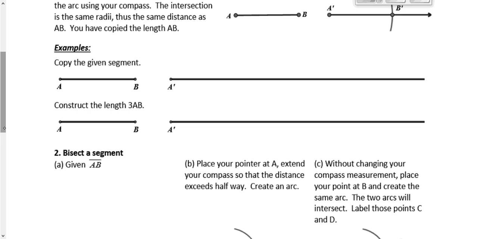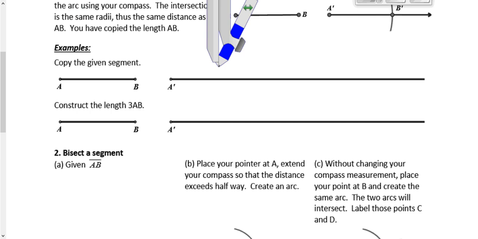So why don't you all just do that right now? Say you did it. Should take you about 3.2 seconds or so. Sure, everybody's got that by now. But what about this next one? What does it say? Construct what? The length of 3AB. So what are we going to do?